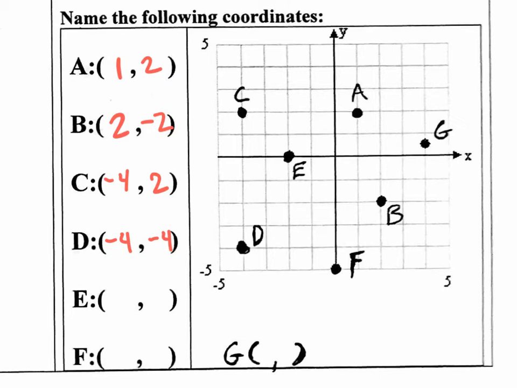Caden, point E. From the origin. Point E, negative 2 and 1. No, negative 2 and negative 1. Look, right here. It's 0? Negative 2. Oh, yeah. It's because I'm looking at E.